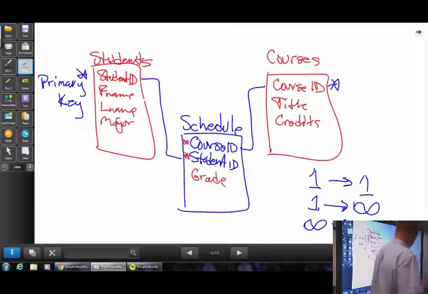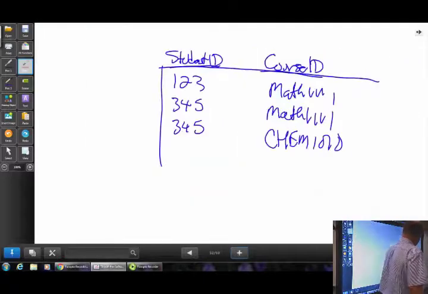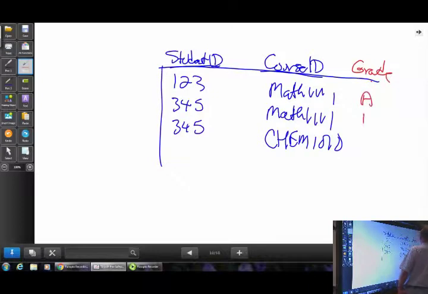If I go and look at what I got, let's look at, if I put a grade over here, then I could have Joe gets an A in math, Michelle gets a B+ in math, then Michelle gets an A in chemistry. See that? So the relationship of Michelle to chemistry is an A. The relationship between Michelle and math is a B+.